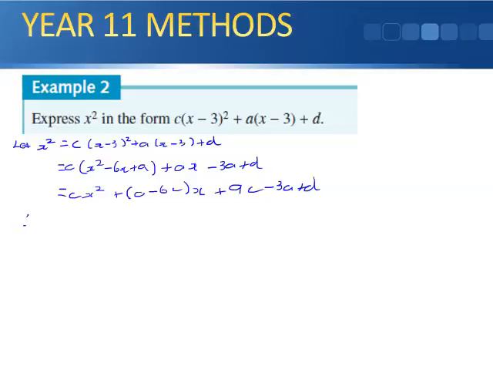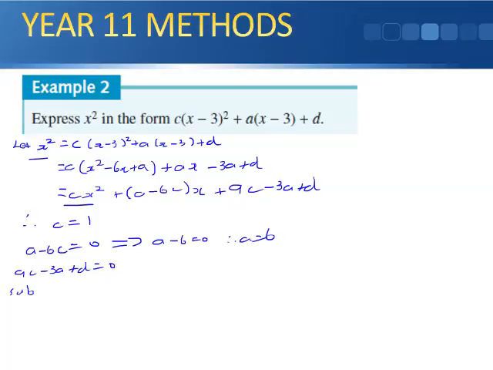Therefore, this c belongs to x squared, so we get c equals 1. And we get a minus 6c equals 0. We also get 9c minus 3a plus d equal to 0. This one becomes a minus 6 equals 0 because c equals 1, and therefore a equals 6. Now subbing a equals 6 and c equals 1 in here: c is 1, so we get 9, a is 6, 3 times 6 is 18, plus d equals 0. 9 minus 18 is minus 9, plus d equals 0. So d equals 9.